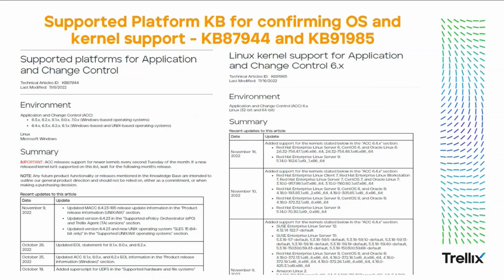On the left, it's the supported platform for application and change control, which shows you the OS compatibility for Windows and Unix-based operating systems. On the right, you'll see Linux kernel support for application and change control. This KB will be updated when new kernel support is added.